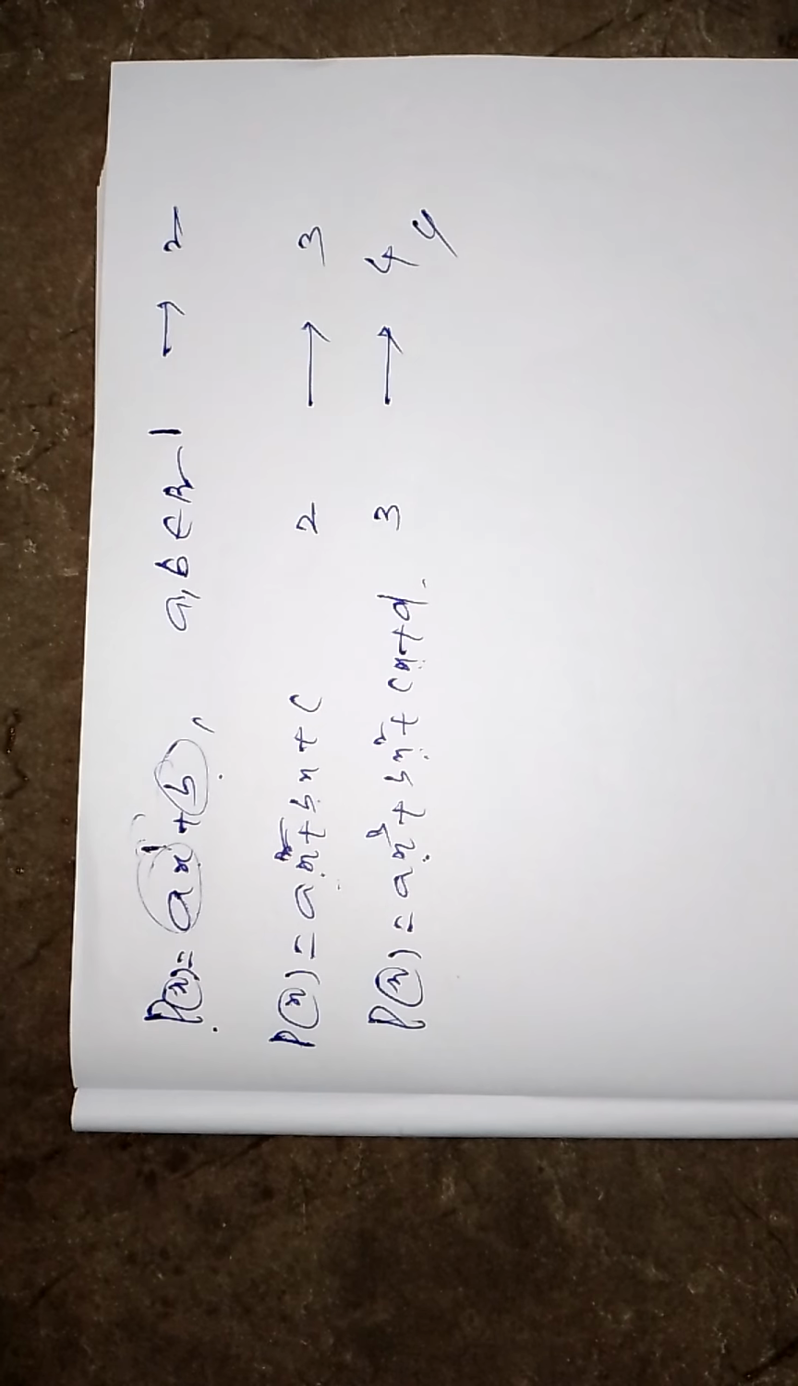But here they give that the degree of the polynomial is 1 more than the number of terms. That is the wrong one, the false statement. They interchanged the words. The degree of a polynomial is 1 less than the number of terms.